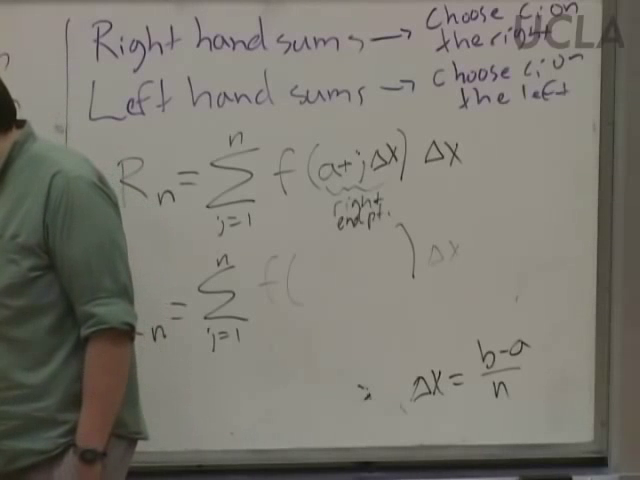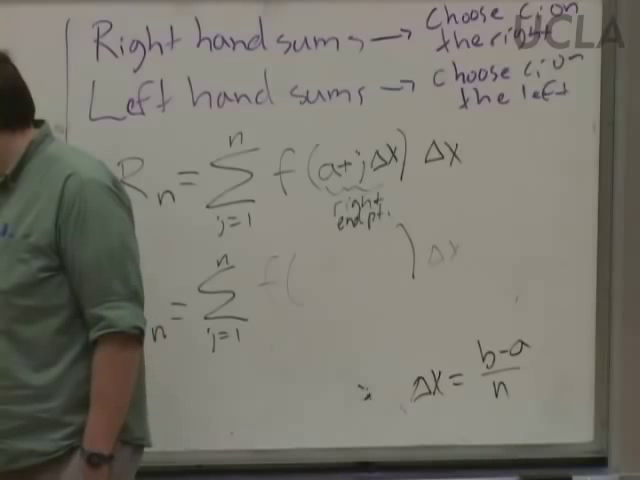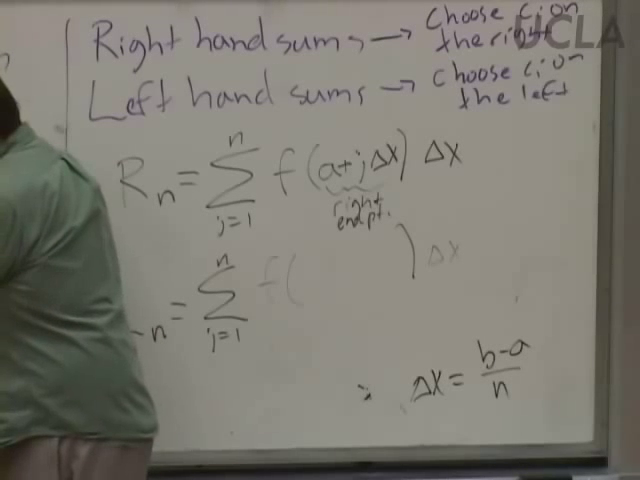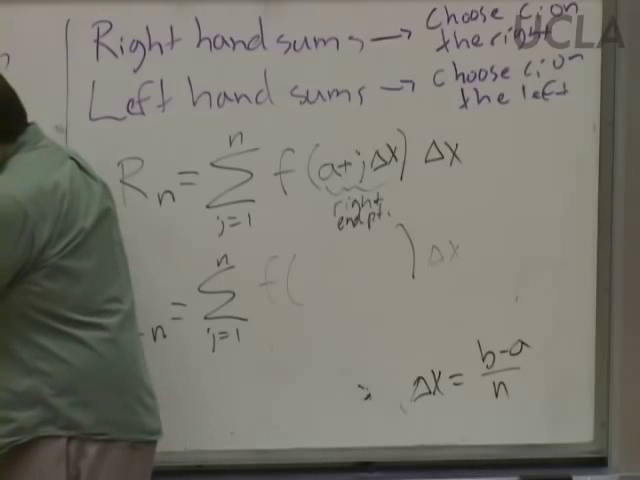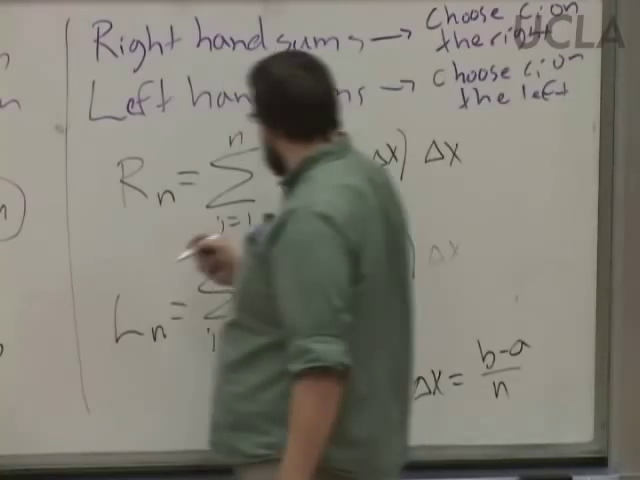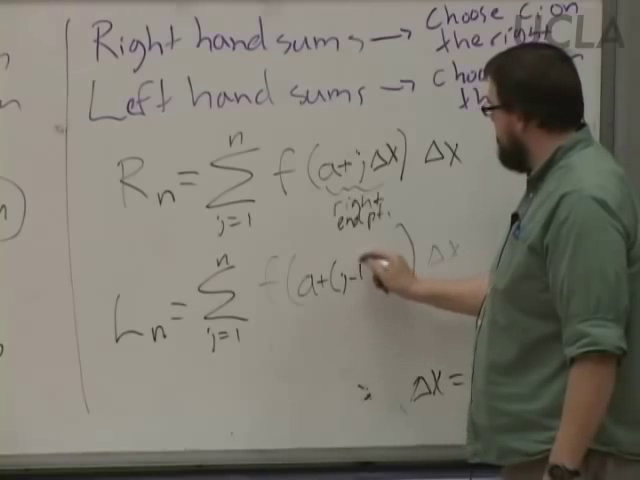So for instance, for the first strip, I don't even move at all. I just go for a. On the second strip, I go for this point here, which is a plus 1 delta x. On the third strip, I go for this point here, which is a plus 2 delta x's. And in general, for the jth strip, I'm going to go to a plus (j minus 1) delta x.